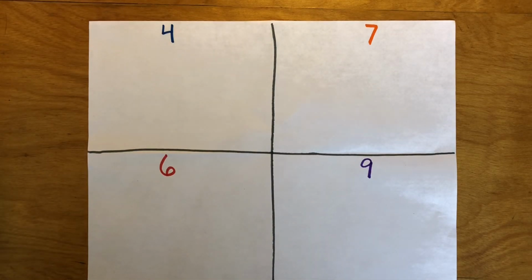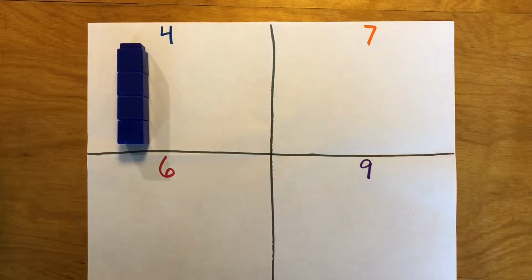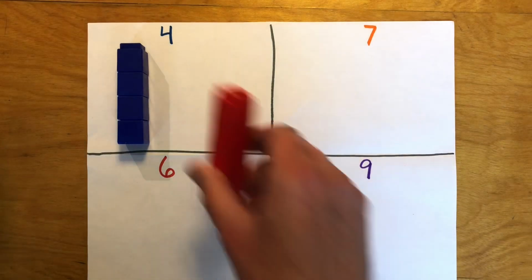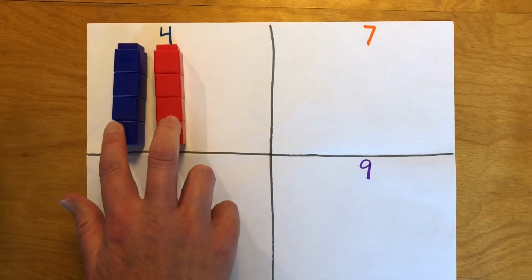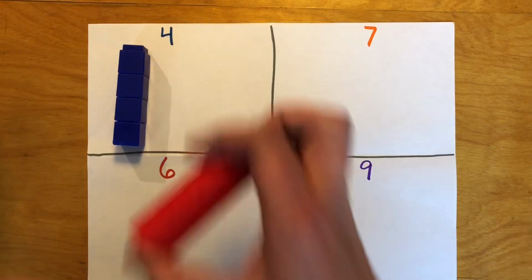Today we are going to talk about equivalent sums. So equivalent means equal to or the same thing as. I could pick off 4 cubes and say that is the same as this. These two are equivalent or the same.